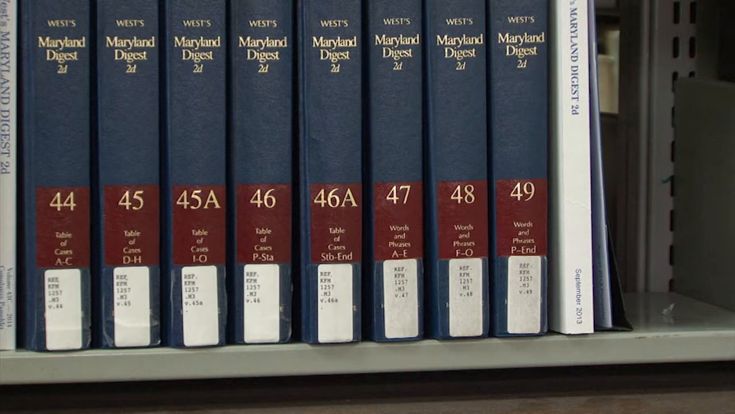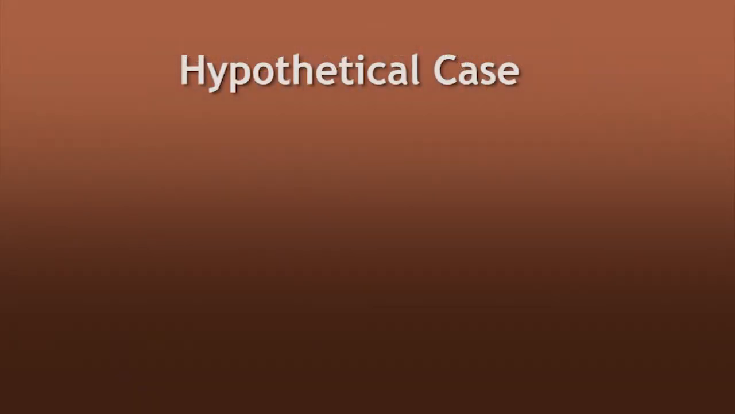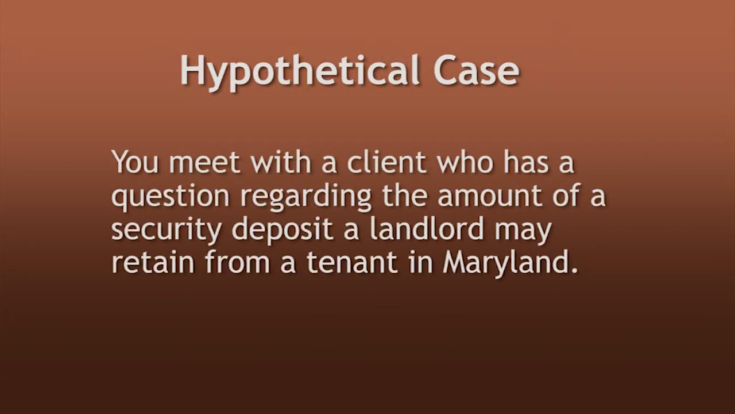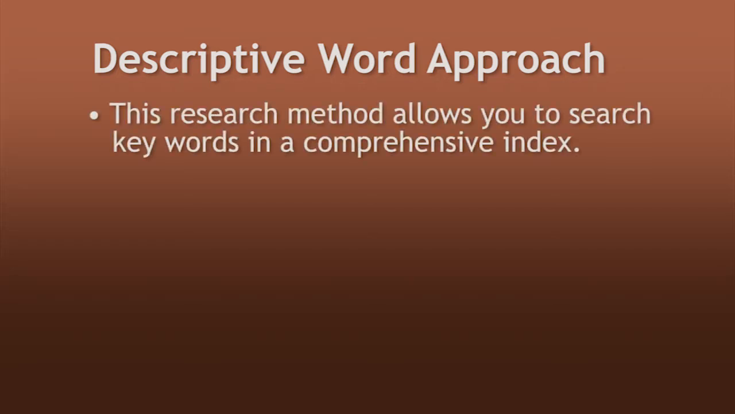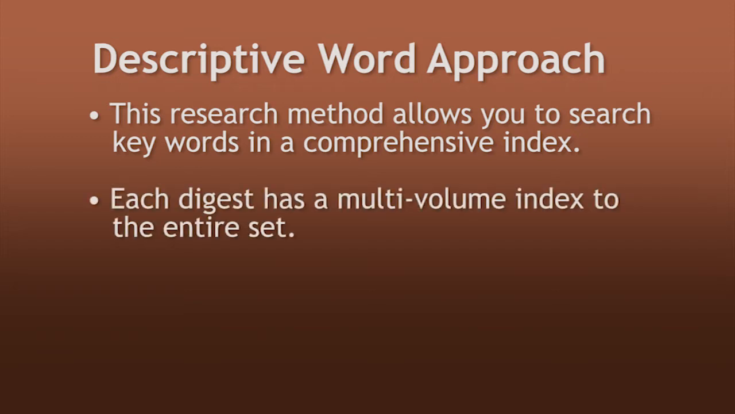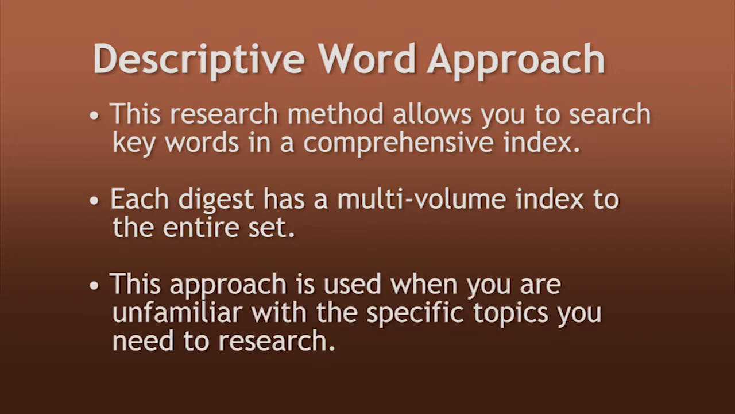To learn how to use the Digest, we are going to start with a hypothetical. You meet with a client who has a question regarding the amount of a security deposit a landlord may retain from a tenant in Maryland. We'll use the first type of approach to using the Digest, called the descriptive word approach. This research method allows you to search keywords in a comprehensive index. Each digest has a multi-volume index to the entire set. This approach is used when you are unfamiliar with the specific topics you need to research.